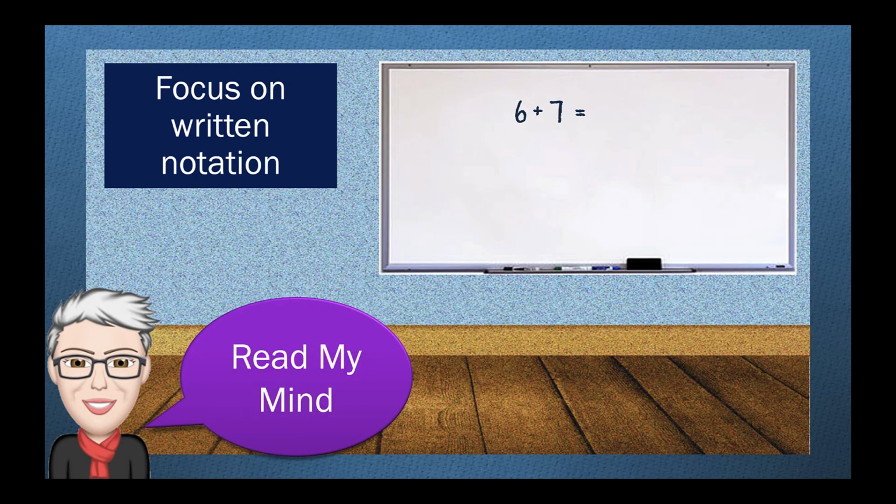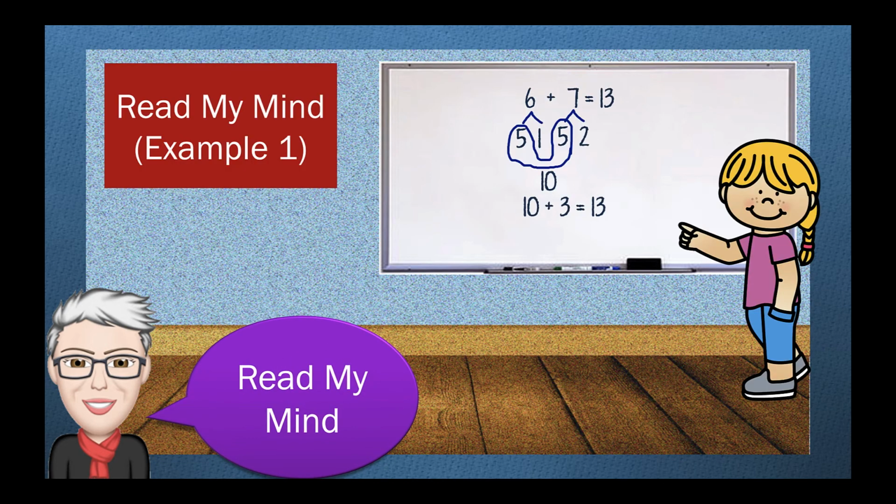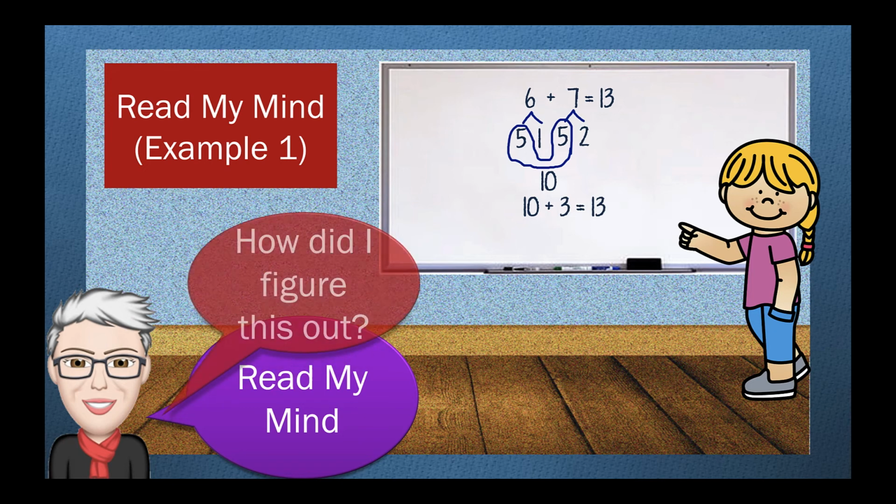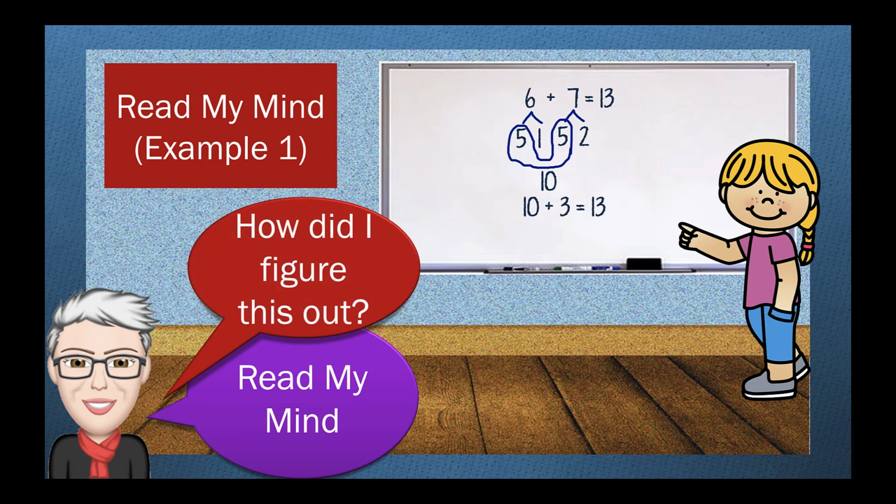She called it Read My Mind. Here's an example of the Read My Mind activity. The teacher wrote the number sentence 6 plus 7 equals 13 on the whiteboard, along with the notation shown here. Then she asked the class to try to explain how she figured it out.